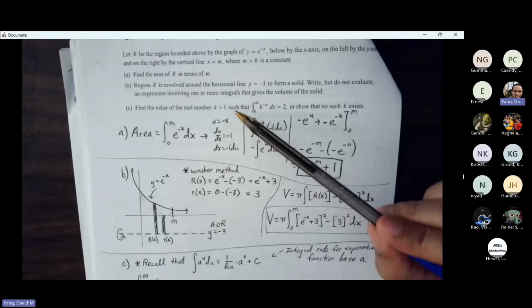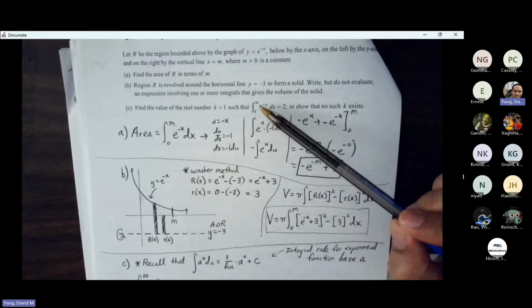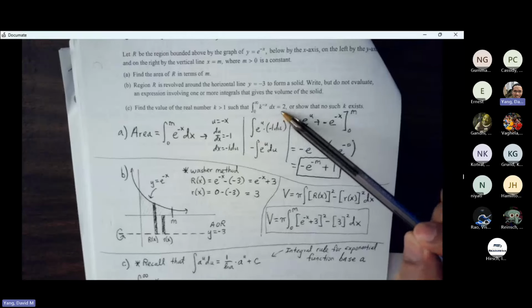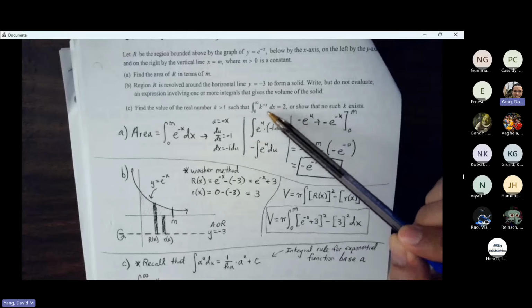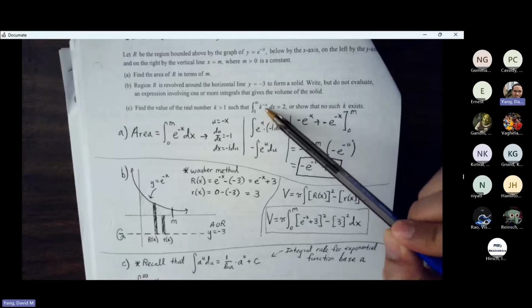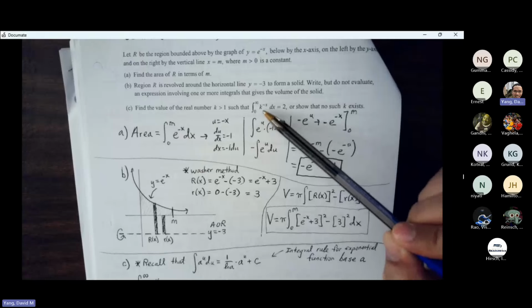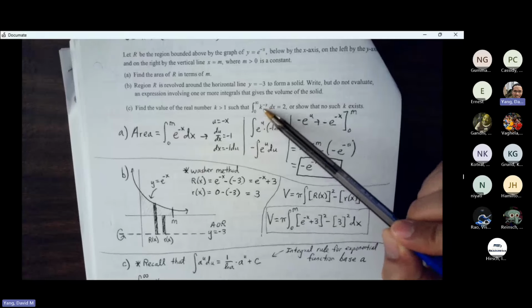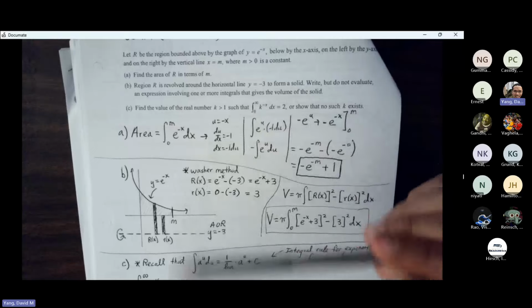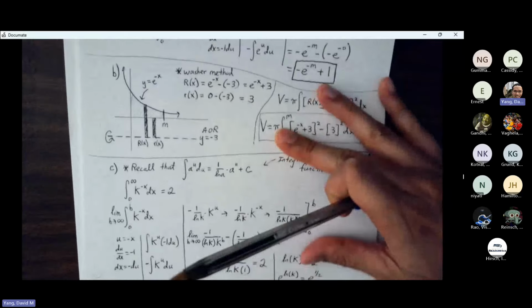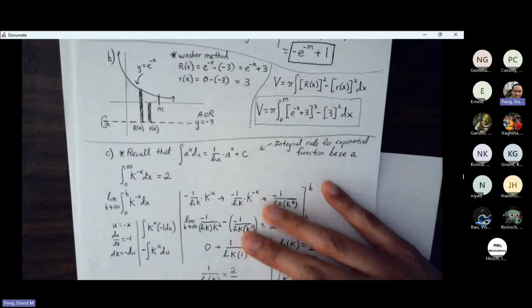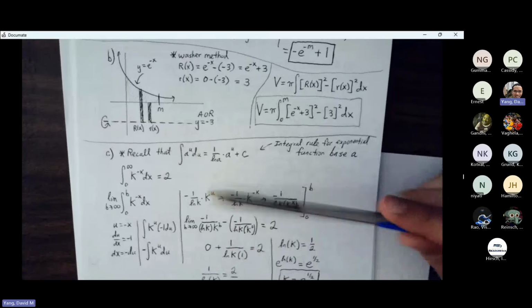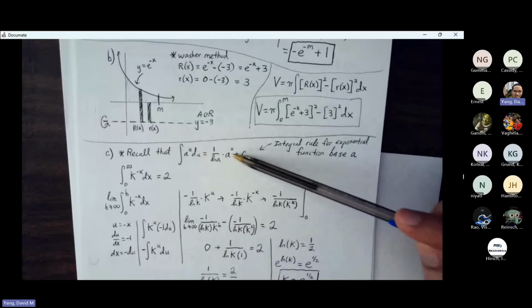Part C, find the value of the real number k greater than 1 such that the integral from 0 to infinity of k to the negative x dx equals 2. So we have to think of k as a real number, like 3 or 5 or 6. And if that's the case, then a real number raised to a variable is an exponential function, base a, right? So if we recall, this is one of our integral rules for base a. The integral of a to the u is a to the u plus c.